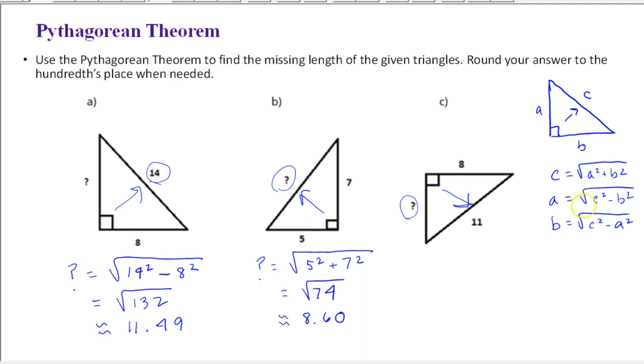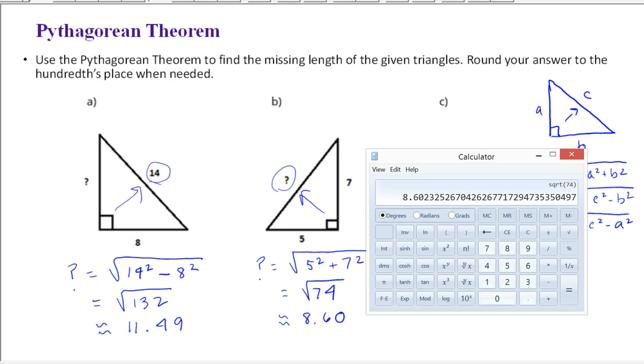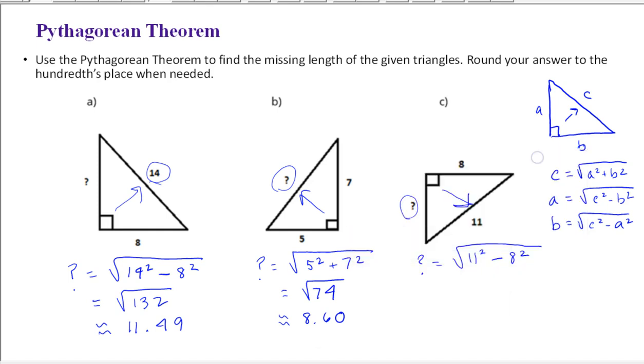Okay, so we could use either of these formulas. Basically, we take the square root, square the hypotenuse length, so 11 squared, minus the leg we know squared, 8 squared. Now we'll find that part under the radical. 11 squared minus 8 squared is 57. So this is the square root of 57.